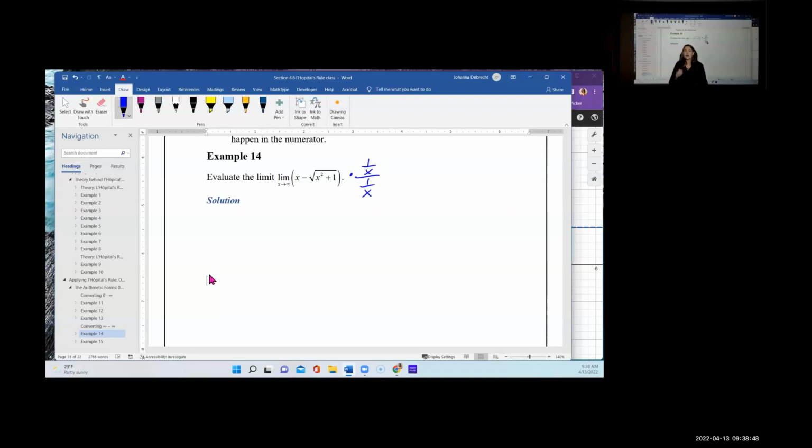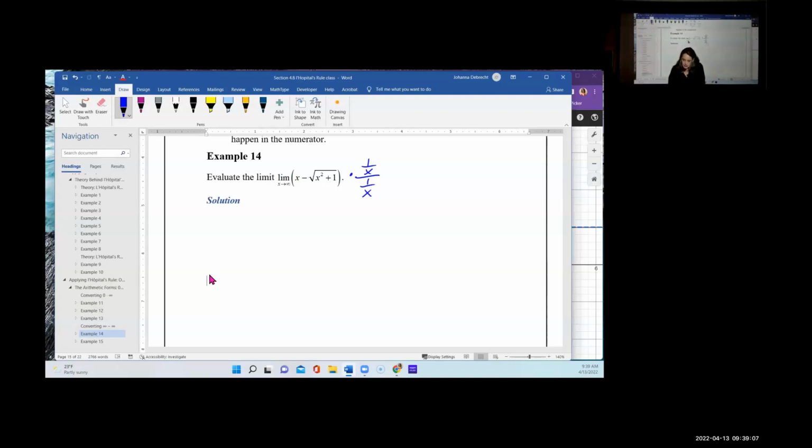Actually, let me back up. What is the first thing that we should have done? Always check. We should check and see what form we have. We should substitute the value that x is approaching in and see what we've got.